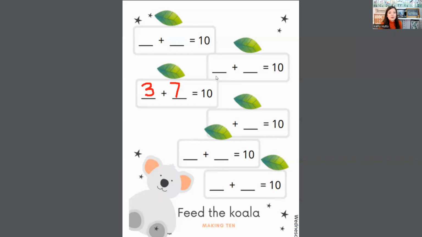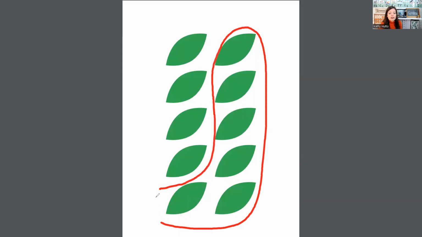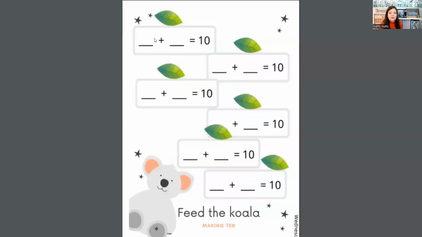Okay, let's do the next one. This time, 4 plus some more equals 10. 4 plus how many equals 10? 1, 2, 3, 4, 5, 6. 4 plus 6 equals 10. Let's write that down. 4 plus 6 equals 10.